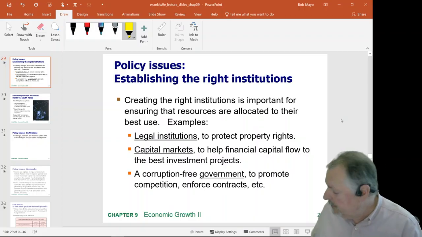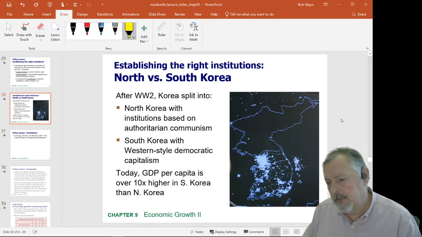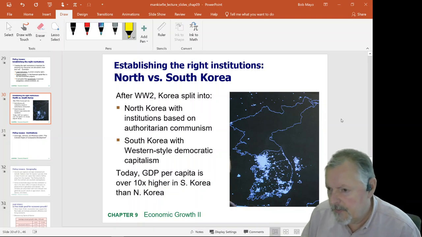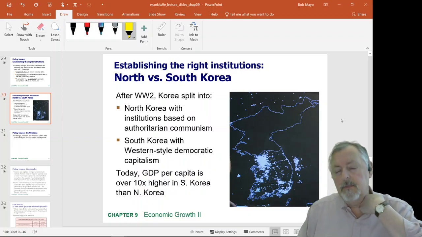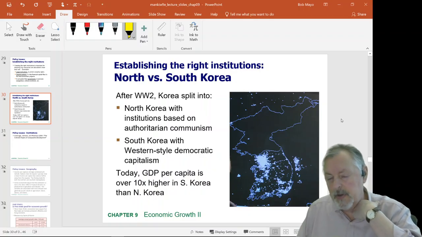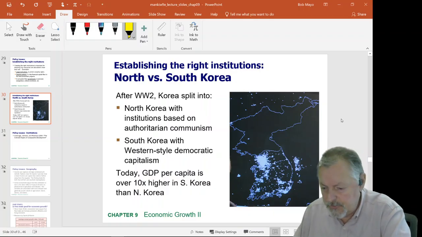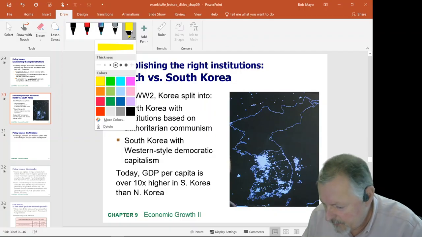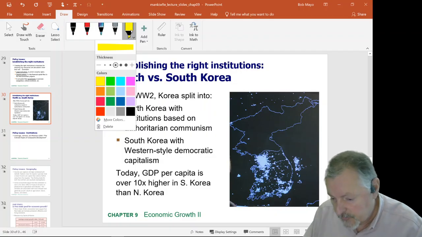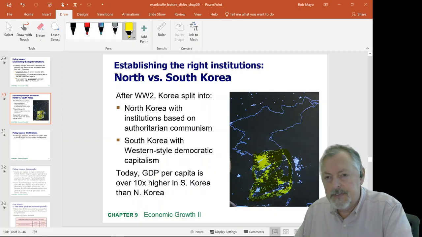Are these important? Yes. This is a famous photograph. This was taken by a satellite in the visual spectrum, so it's showing natural light, and it was taken at night, which is why most of it's black. These lines were added afterwards. They're just countries' borders. This here is South Korea.